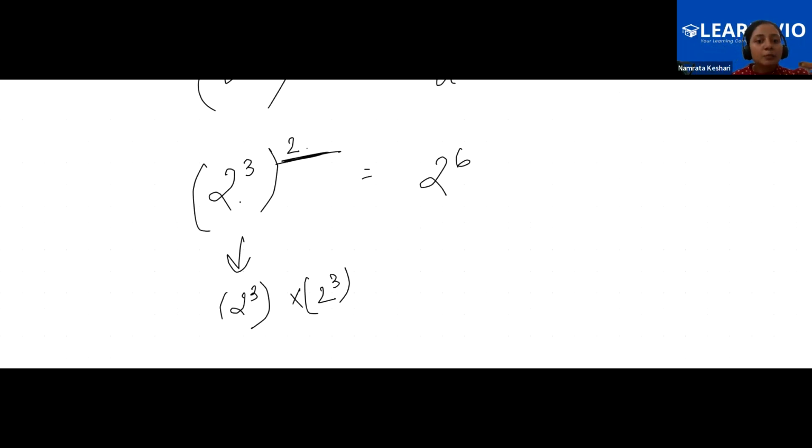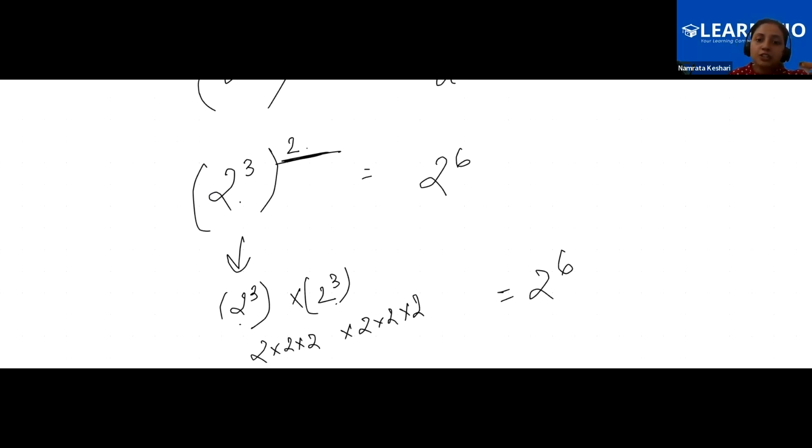Now what will we do? If we extend 2 to the power 3 and 2 to the power 3, it is 2 into 2 into 2, and here also 2 into 2 into 2. Can we see that we have 6 times 2? So this is just the concept part.